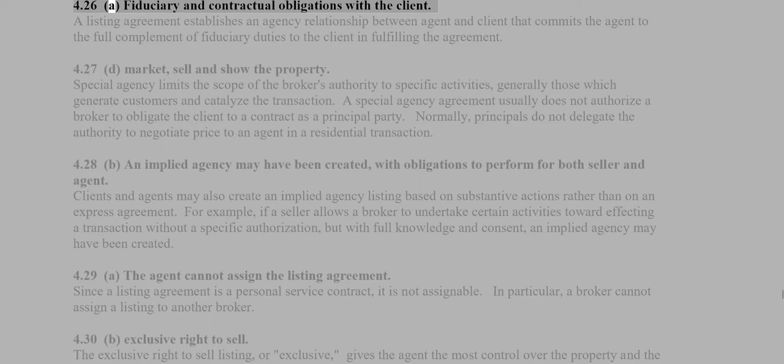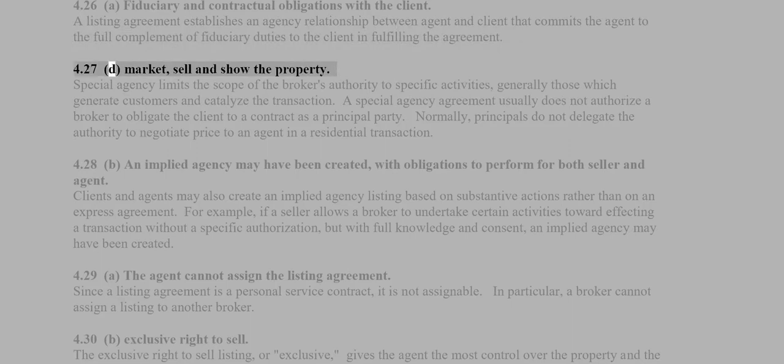4.26 a. Fiduciary and contractual obligations with the client. A listing agreement establishes an agency relationship between agent and client that commits the agent to the full complement of fiduciary duties to the client in fulfilling the agreement.